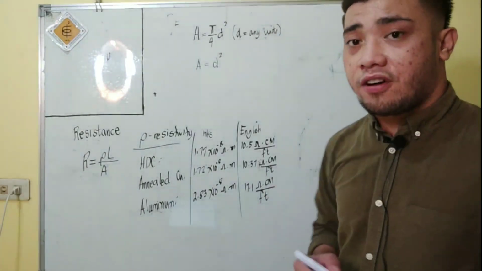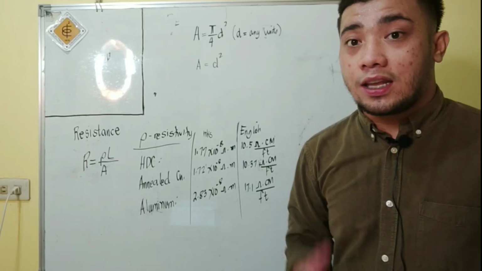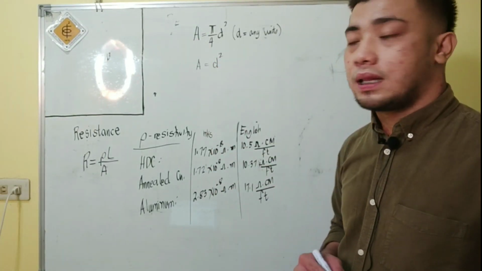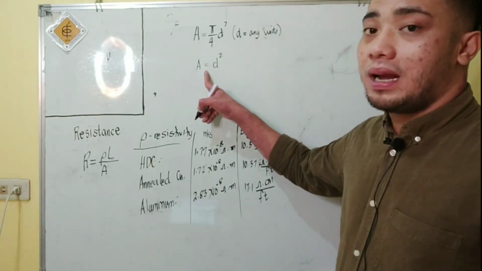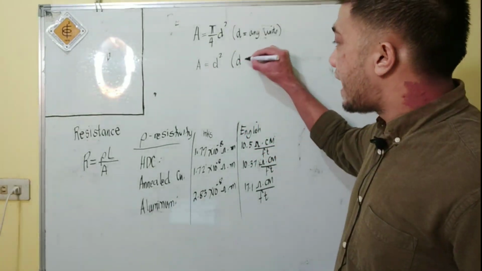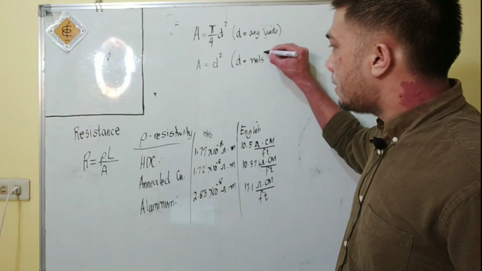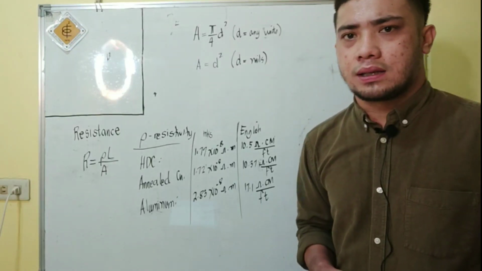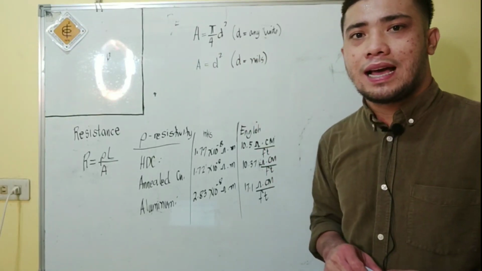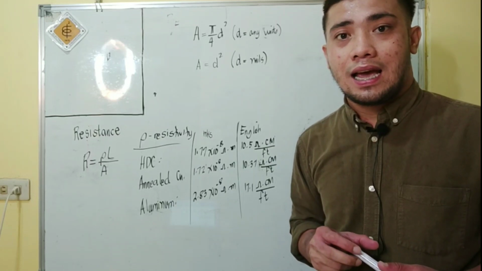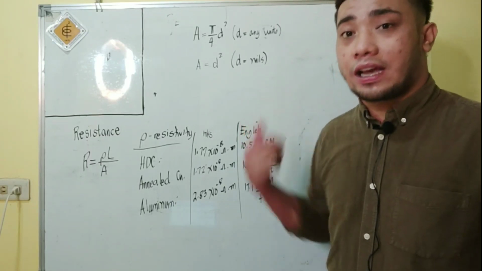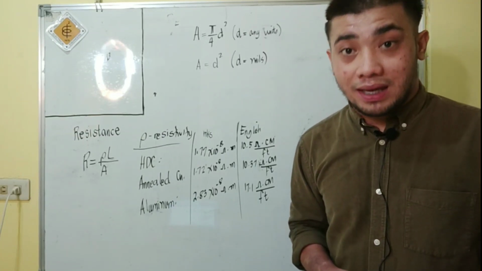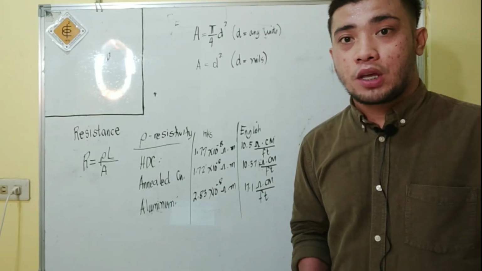If your diameter has any units, your unit for area is square unit. But you can just use the second formula if and only if your diameter is in mils. Question, pag ang diameter ko ba ay naka-mils, can I use the first formula? Yes. The answer is yes. However, can I use the second formula? Yes also. Definitely, if your diameter is in mils, you can use both of the formulas.